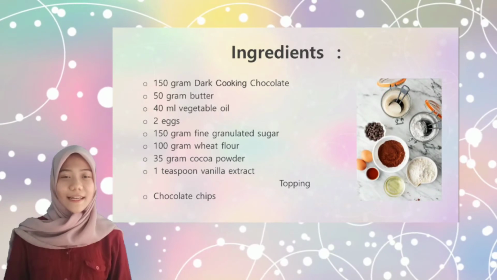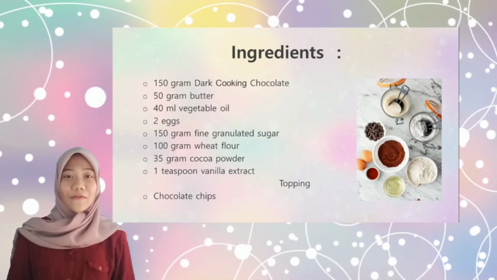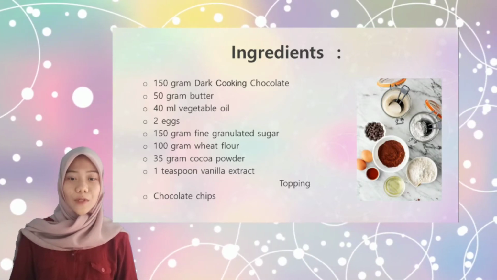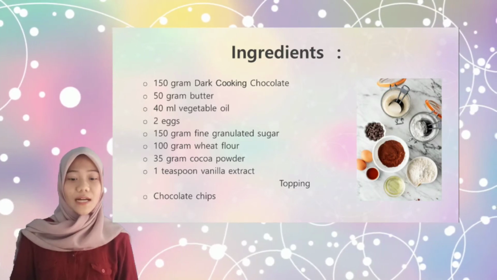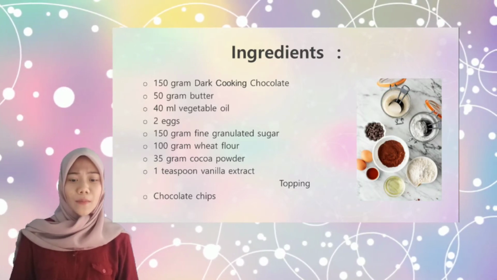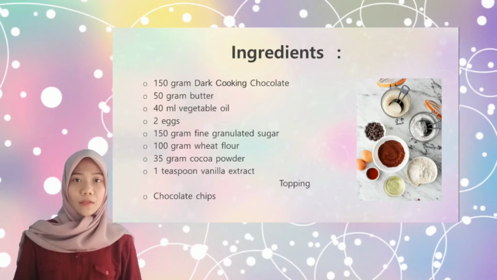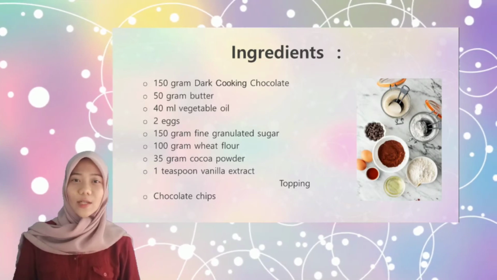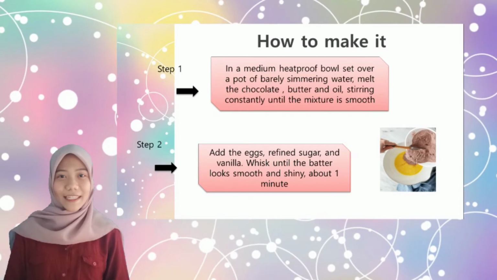The ingredients are 115 gram dark cooking chocolate, 50 gram butter, 40 ml vegetable oil, 2 eggs, 115 gram fine granulated sugar, 100 gram wet flour, 35 gram cocoa powder, 1 teaspoon vanilla extract. Topping is chocolate chips. Next, how to make it.